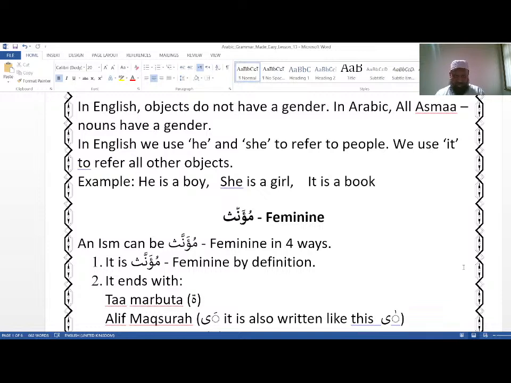So let's go through some of the signs that we're going to see on feminine isms, muannas isms. An ism can be muannas in 4 ways. Number 1, it is muannas by definition.